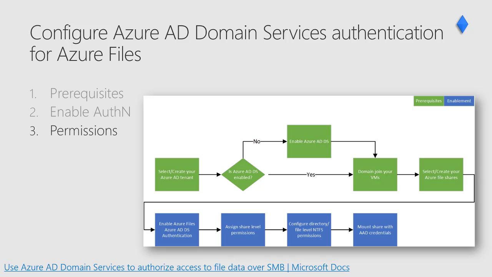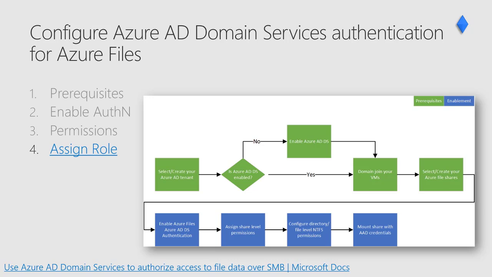One important note is that full administrative control of a file share, including the ability to take ownership of a file, requires using the storage account key. Administrative control is not supported with Azure Active Directory credentials. After you assign share level permissions with Role-Based Access Control, or RBAC, you must assign proper NTFS permissions at the root, directory, or file level.